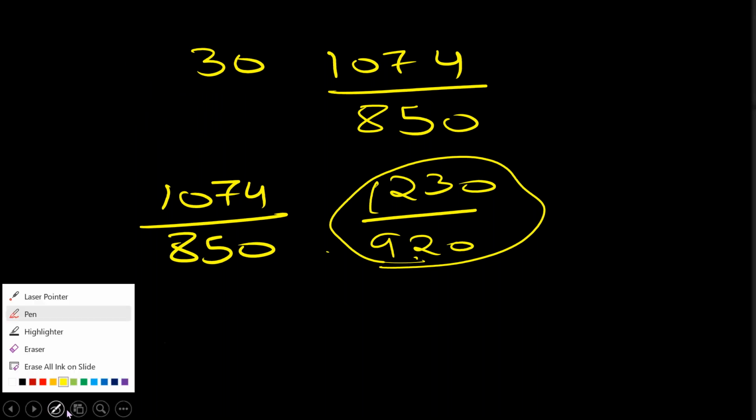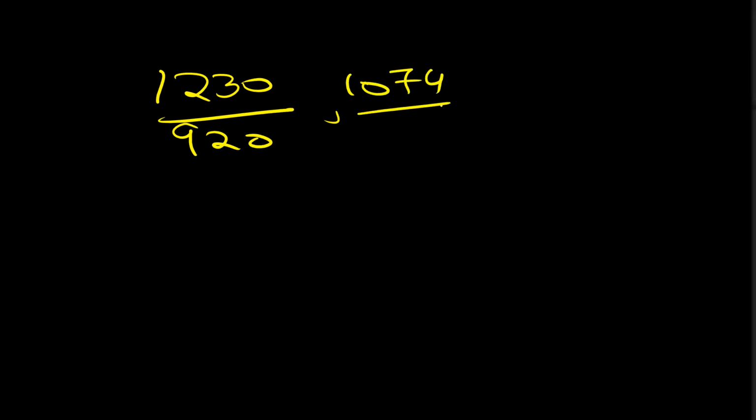I'll just erase this. Okay, fine. So before that, I will give 3 minutes. Sir, that 15 percentage, how does it come? Okay, so 15 percentage. One second, let me write the question. 1230 divided by 920, comma 1074 divided by 850.